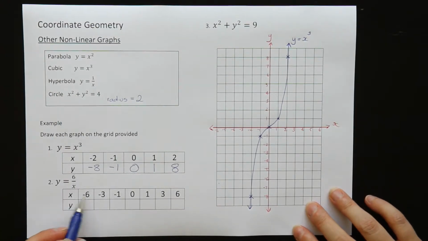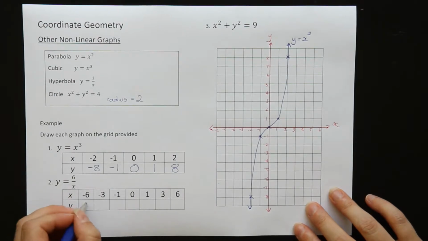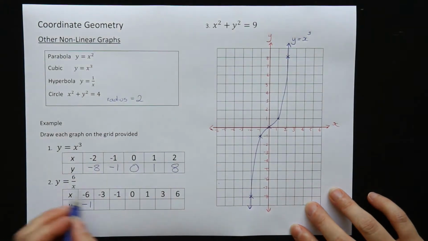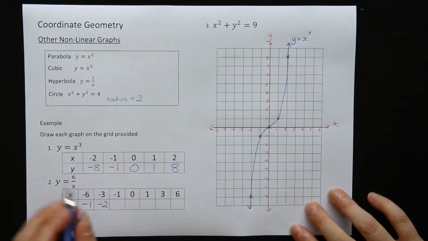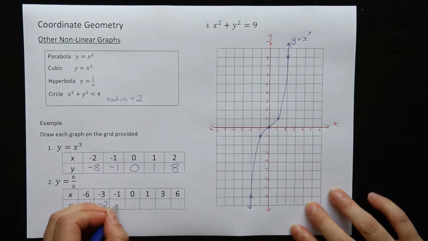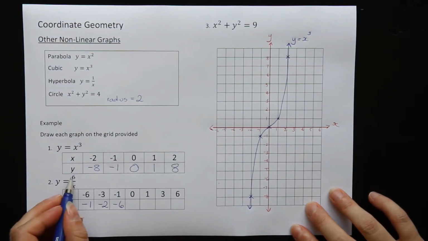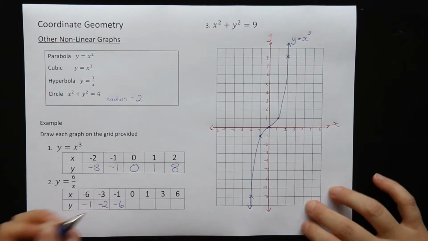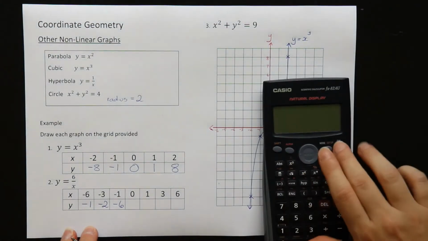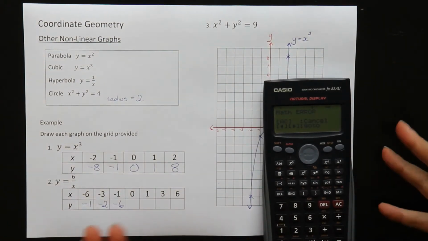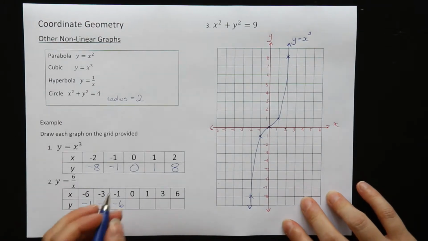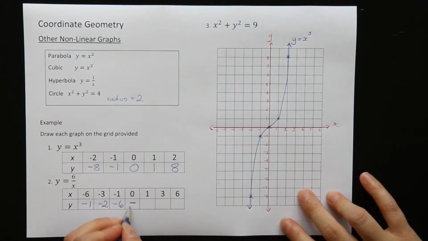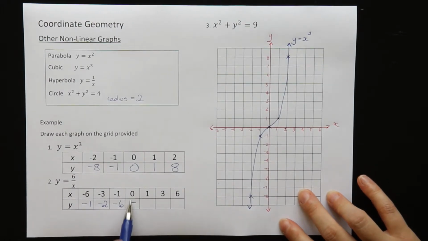If x is negative 6, 6 divided by negative 6 gives a negative 1. If x is negative 3, 6 divided by negative 3 is negative 2. 6 divided by negative 1 is negative 6. 6 divided by 0? You can't divide something by 0. If you try typing 6 divided by 0 into your calculator, you get an error. So we need to put a little dash in there, or you can put an NA for not applicable. You can't actually get a solution when x is equal to 0. So let's skip that one.